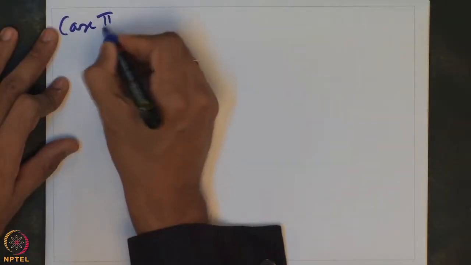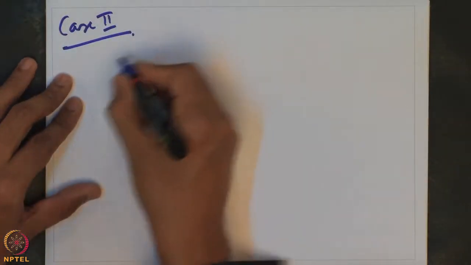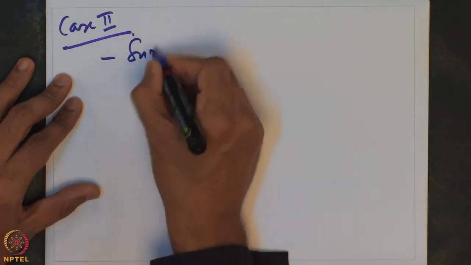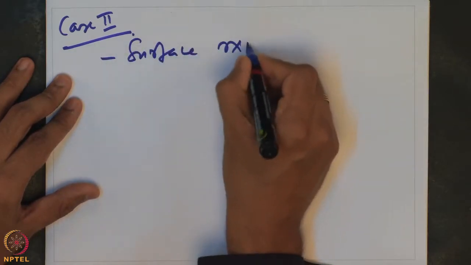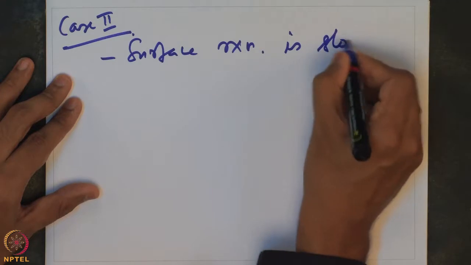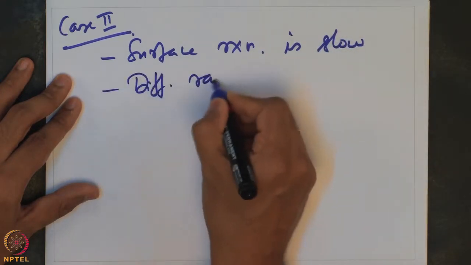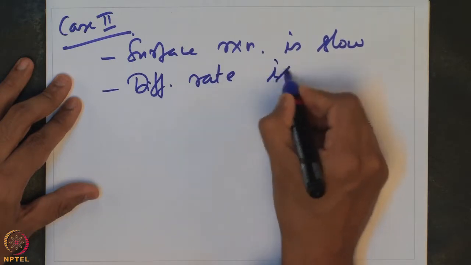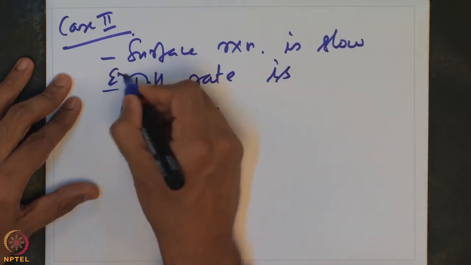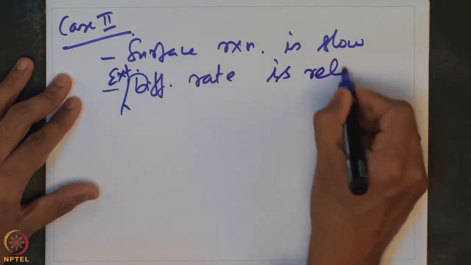So, let us consider the second case now. The second case is where we said that the surface reaction is slow and the external diffusion rate is relatively faster.